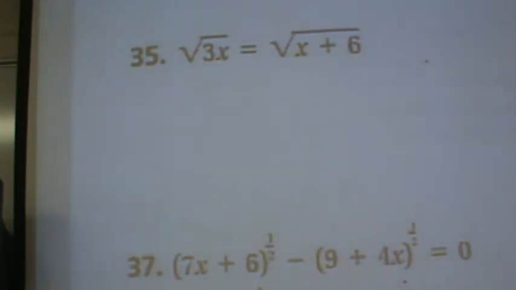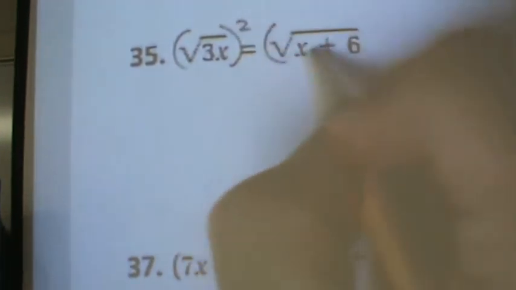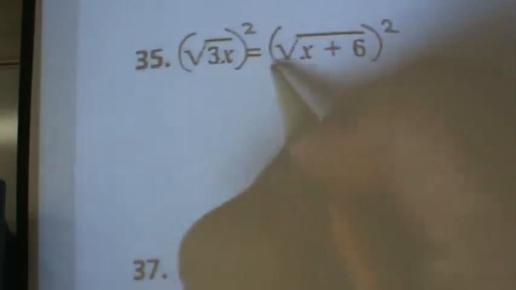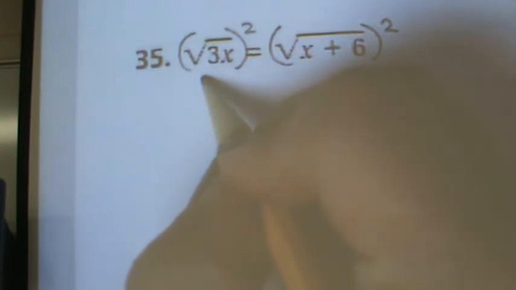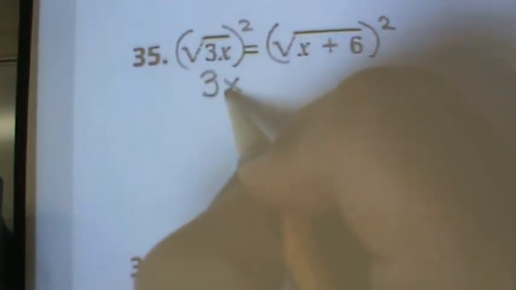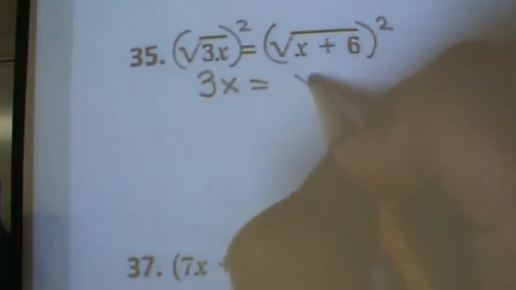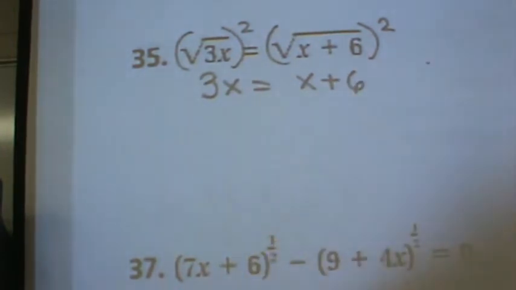Does anyone think they know how to do these ones right here? Square both sides though. You got it. Square both sides. Why would you square both sides? You have to get rid of the radical. Now watch how easy this is. What do you have on this side? Just a 3x. What do you have on this side? x plus 6. How easy is that? Pretty easy.